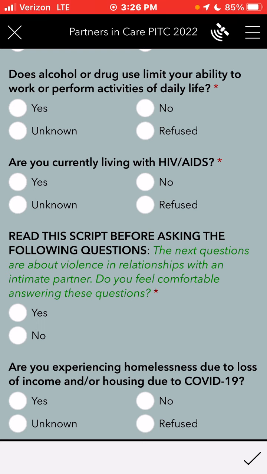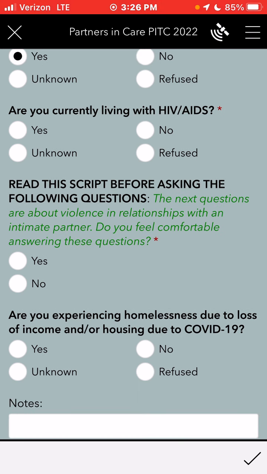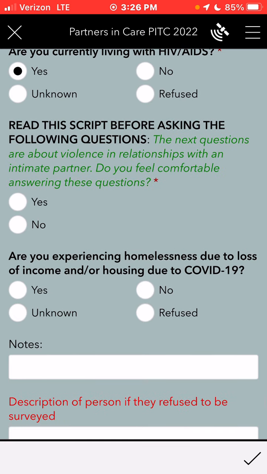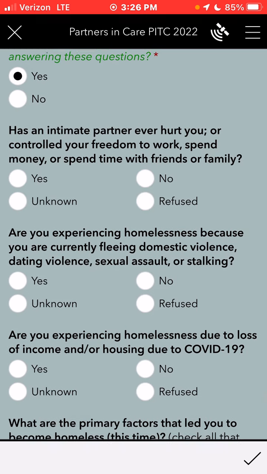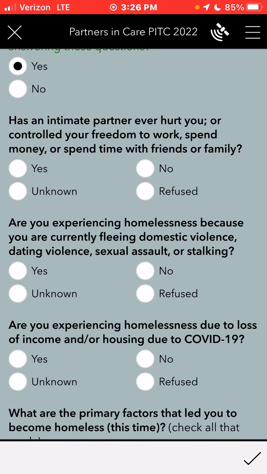Does alcohol or drug use limit your ability to work or perform activities of daily life? Are you currently living with HIV/AIDS? And now the following questions, we get into the domestic violence section again, and you'll want to read, the next questions are about violence in relationships with an intimate partner. Do you feel comfortable answering these questions? Yes.